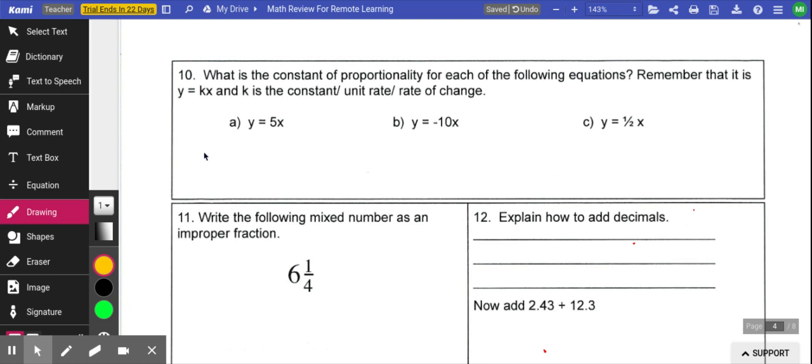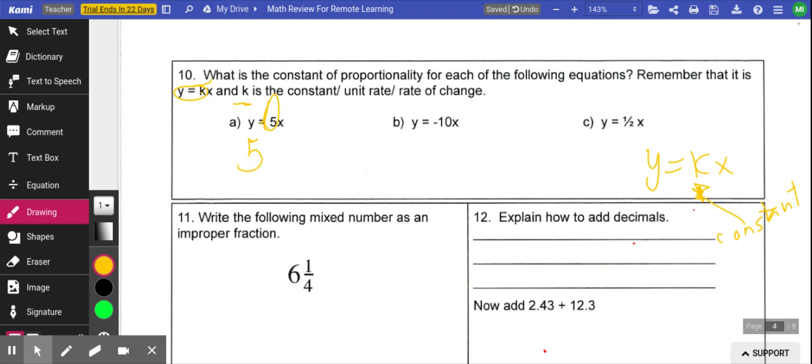Number 10, what is the constant of proportionality for each of the following equations? Remember that y equals kx, and k is the constant. So y equals kx. This right here is your constant, okay? So quite simply, when you have an equation like this, when you see y equals blank x, and we're talking about constant proportionality, this figure right here. So on the first one, it's 5.